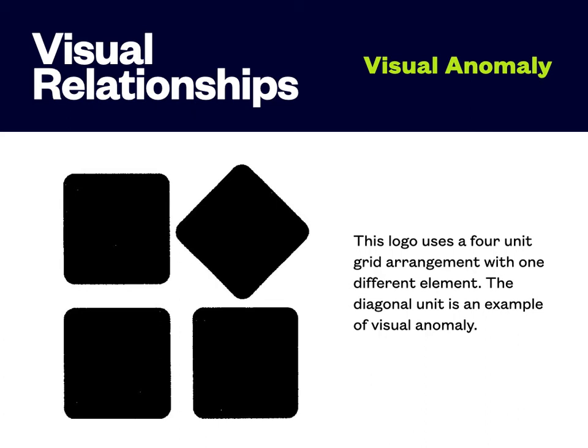Here's an example of a visual anomaly. I think visual anomalies are easier to be shown than described, so I want to make sure that I spend some time. As you can see, these four squares are the same shape and size, but having that 1/4 square arranged on an angle, diagonally different from the others, creates the visual anomaly. That square on an angle creates a focal point and a focus for the eye to move within the logo, as well as creating a little bit of tension.